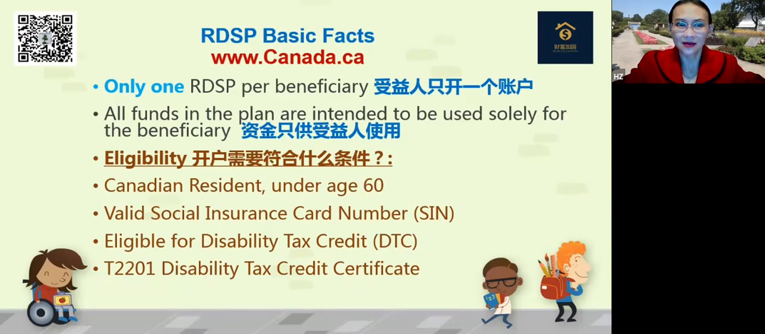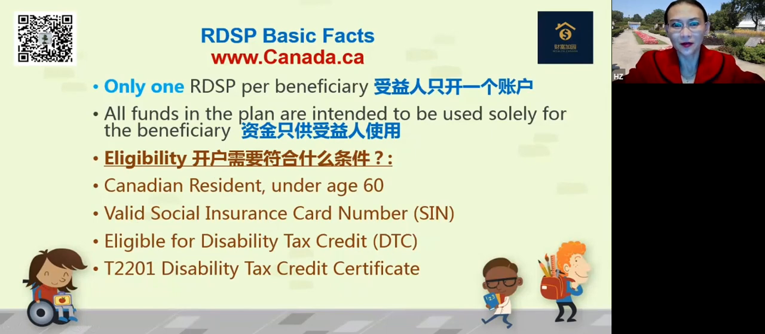So what's the criteria? Who is eligible to open an RDSP account? So number one, they need to be a Canadian resident under age 60. And they also have a valid social insurance number, and they are eligible for the disability tax credit. So usually we will have the government letter to show they are eligible.